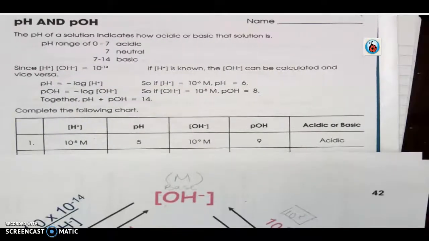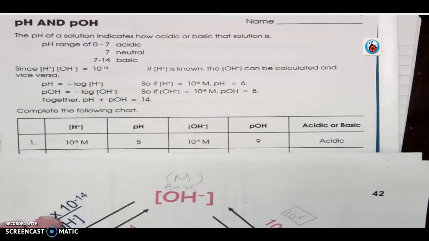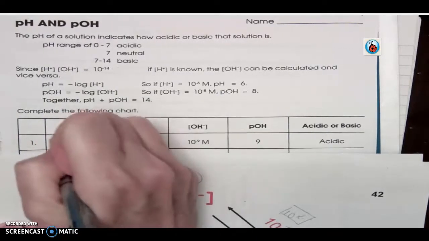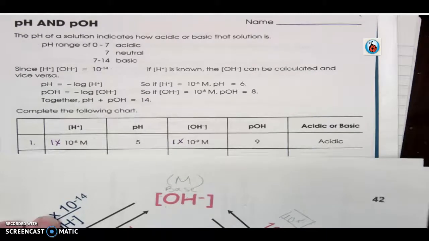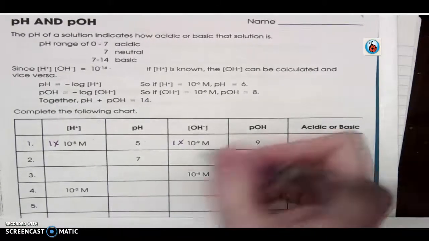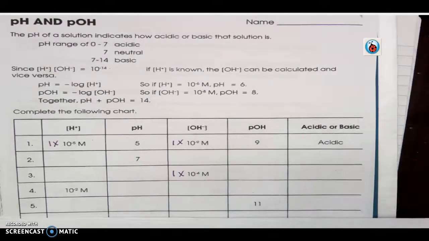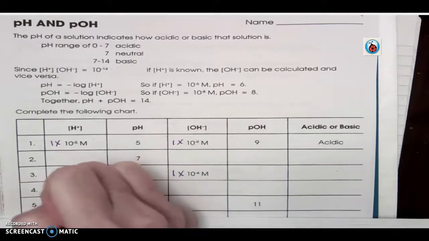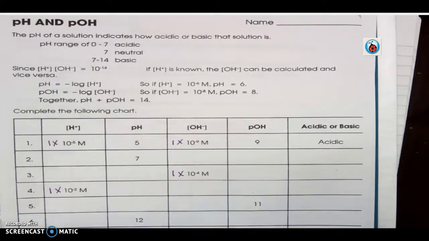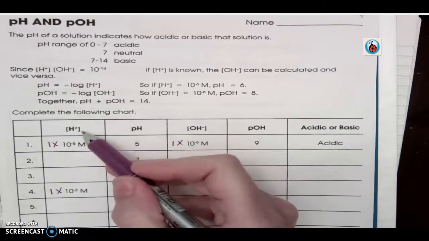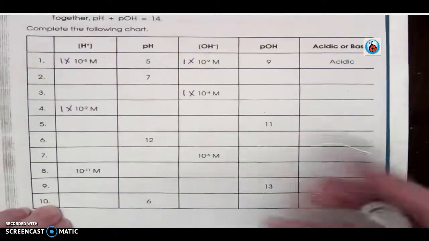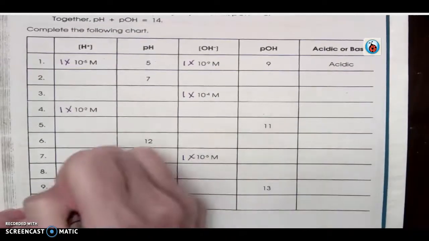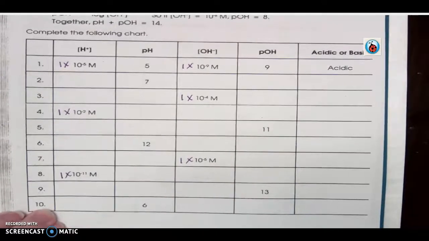Let's look at question number 1. Where did this come from? First of all, this is a shortcut way of saying 1 times 10 to the negative 5 and 1 times 10 to the negative 9. To make your life easier, go ahead and put 1 times 10 on all of these in the hydrogen ion column and the hydroxide ion column. Okay, let's all do that, because that's what you need to put in your calculator to make these work.